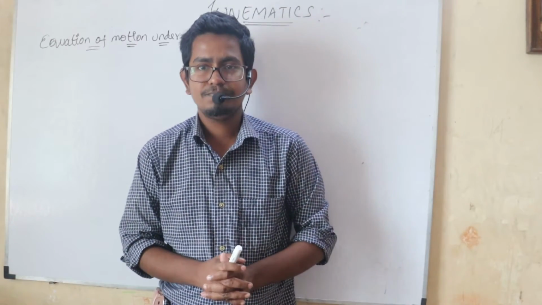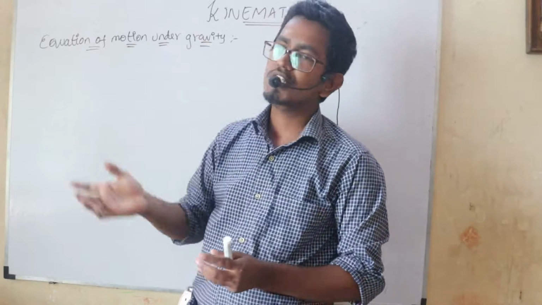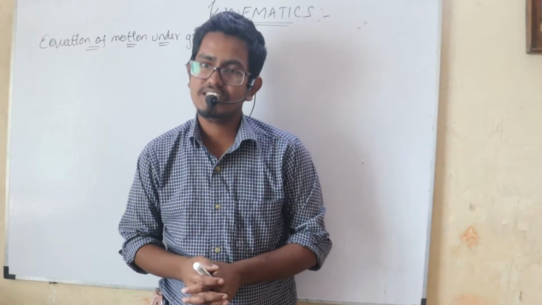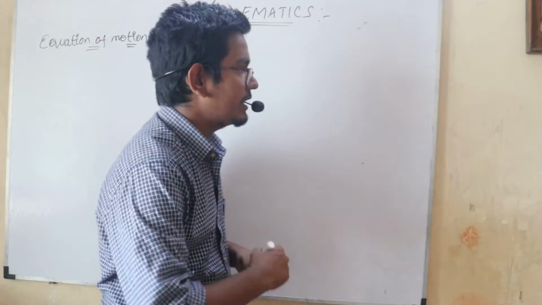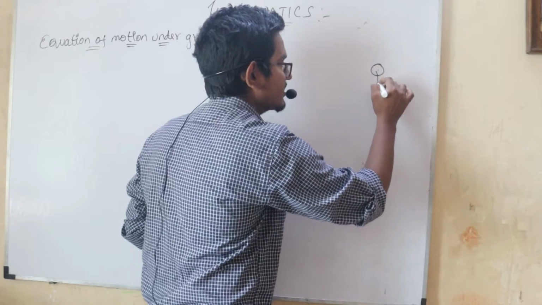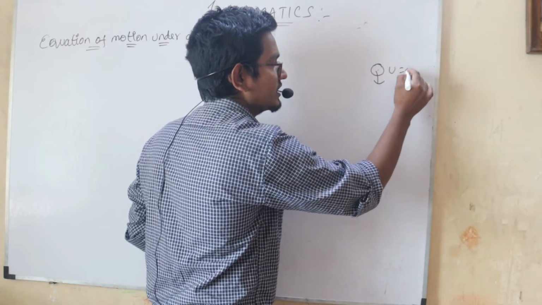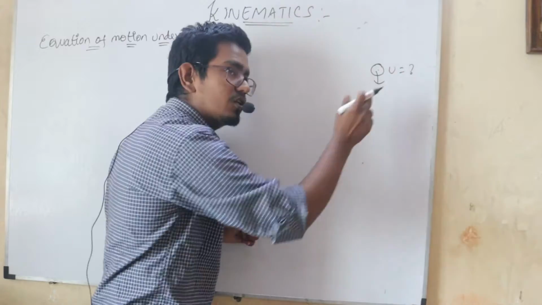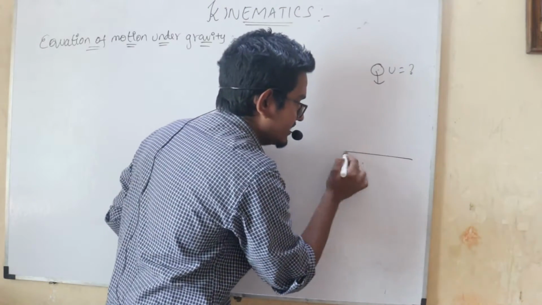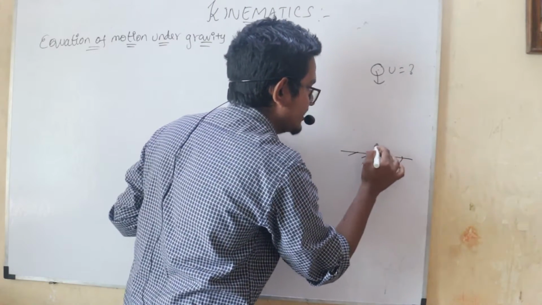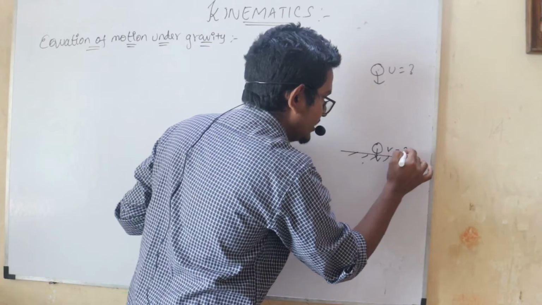So in the previous lecture, we started equations of motion under gravity and we discussed our first case. What's our first case? Whenever I am projecting my body in downward direction with some velocity u, it is going to hit the ground or strike the ground with some velocity v.